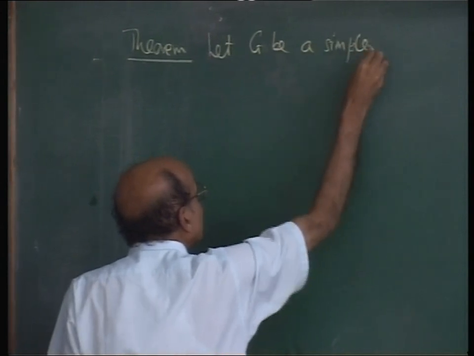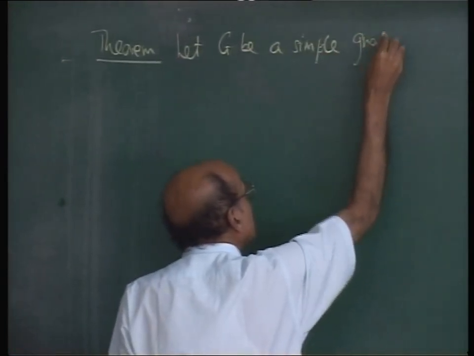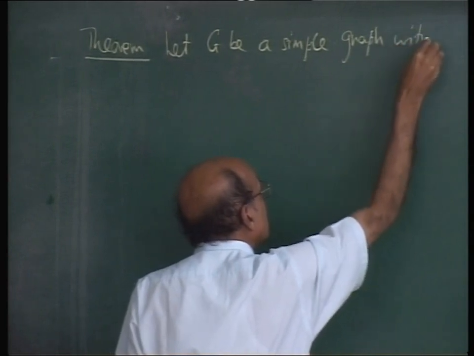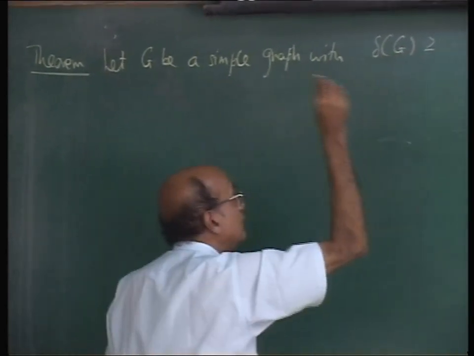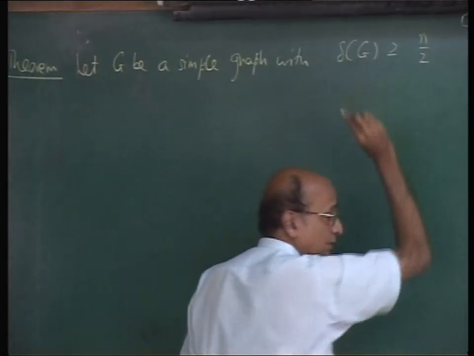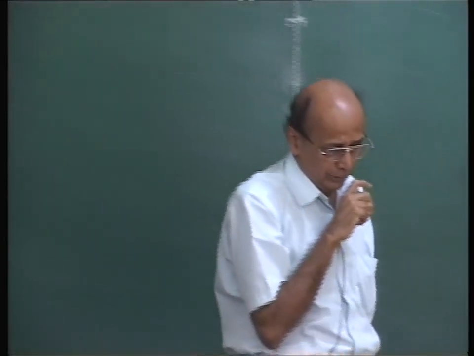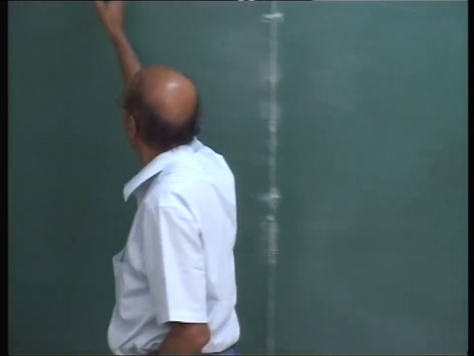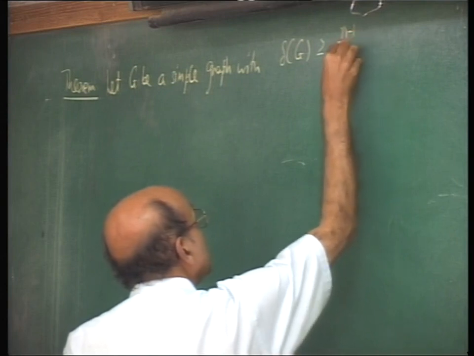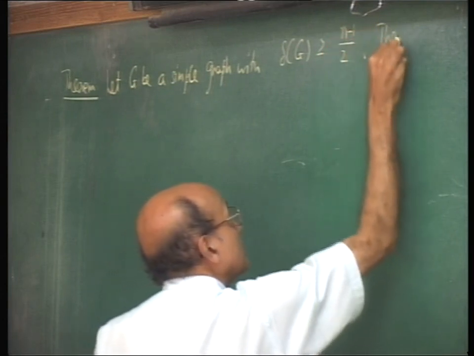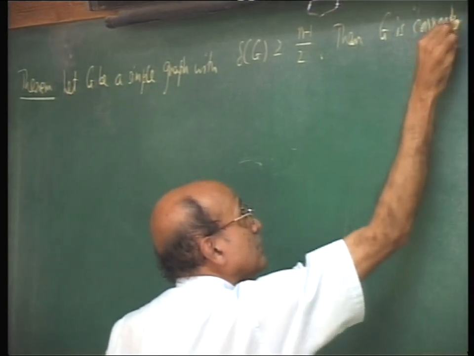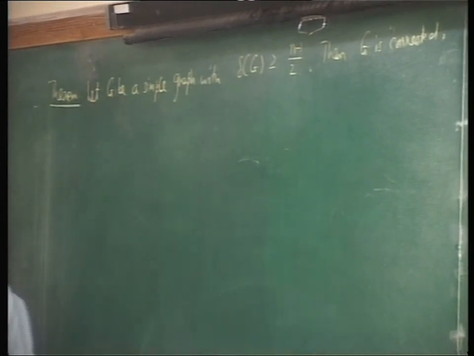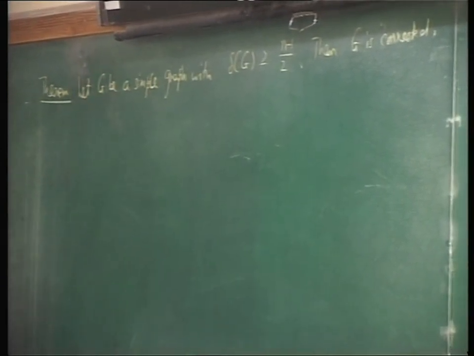Simple graph. N upon 2. In fact, n minus 1 upon 2 will also do. How does one see this?